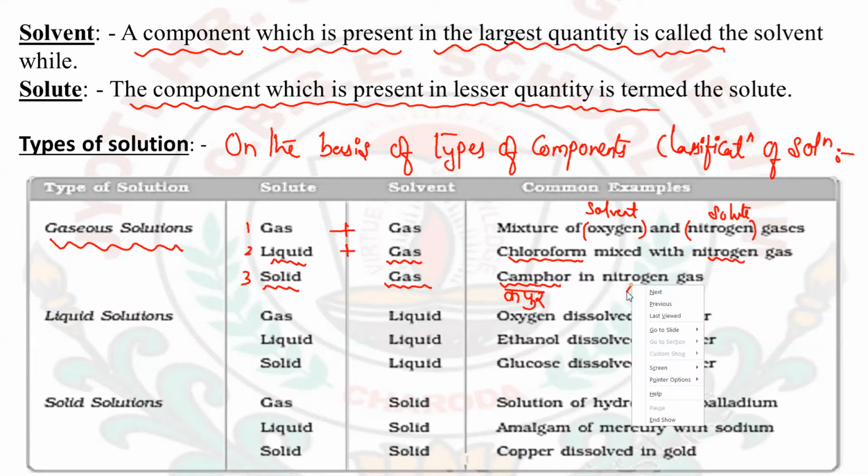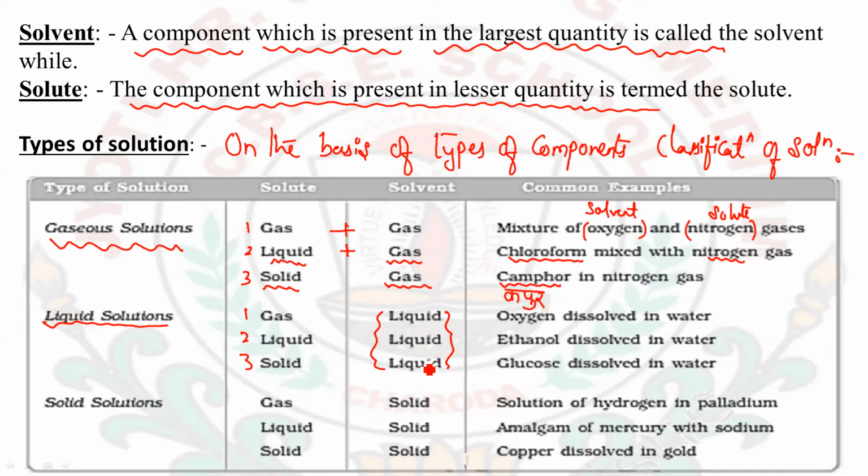Okay, let's move further. The next type of solution here is the liquid solutions. The liquid solutions can also be of three types: one, two, three. First, here all the solvents will be liquid only. It means here liquid will be acting as a solvent and the solutes can be changed here. So first, gas plus liquid.